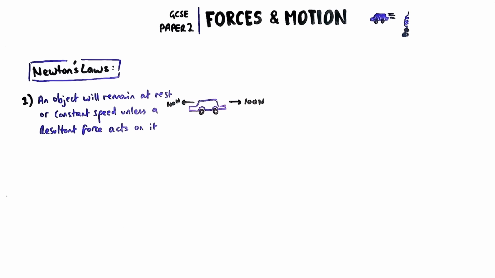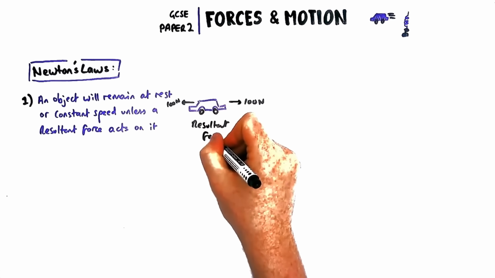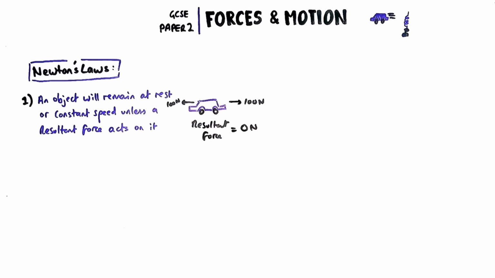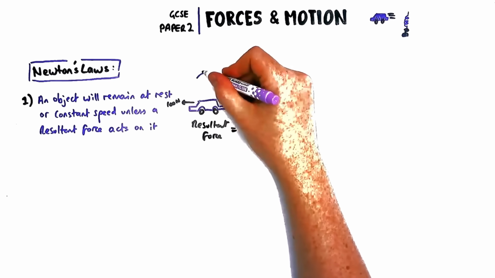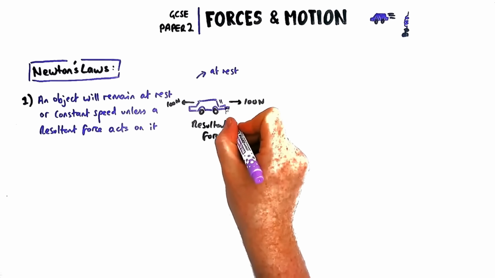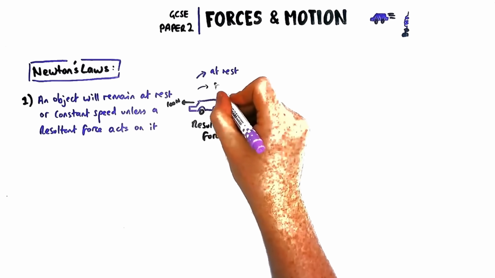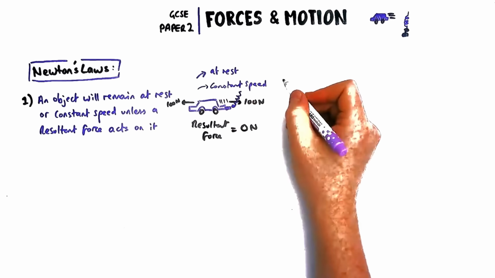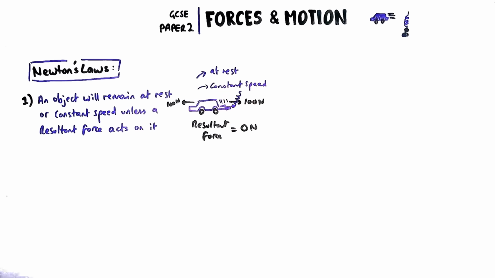However, if it is already moving and it's got balanced forces, so 100 newtons forward, 100 newtons backwards, the resultant force is 0. It's not at rest, it's going to carry on going at a constant speed because it's already moving. It doesn't suddenly slow down, it just carries on in uniform motion, would be the other way of putting that.